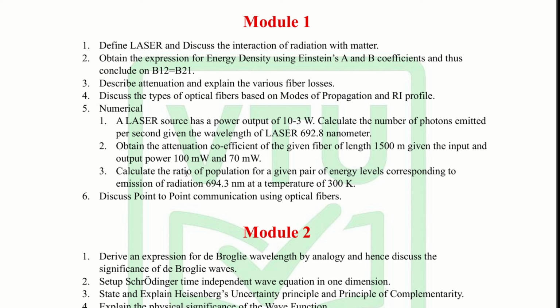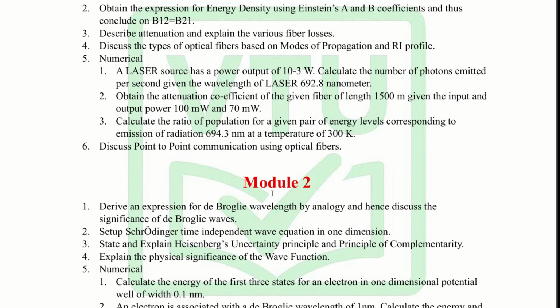Third problem is calculate the ratio of population for a given pair of energy levels corresponding to emission of radiation 694.3 nanometer at the temperature of 300 K. And the sixth question is discuss point to point communication using optical fiber.